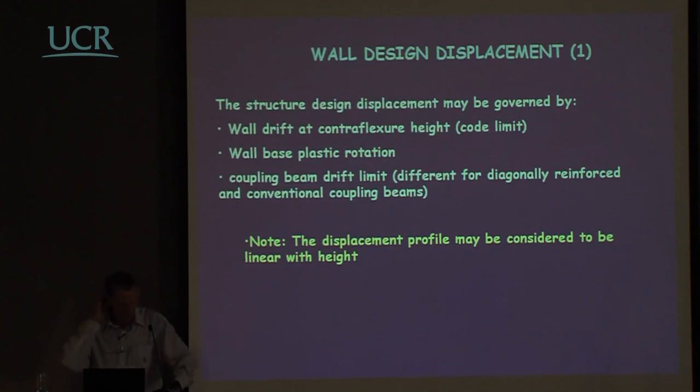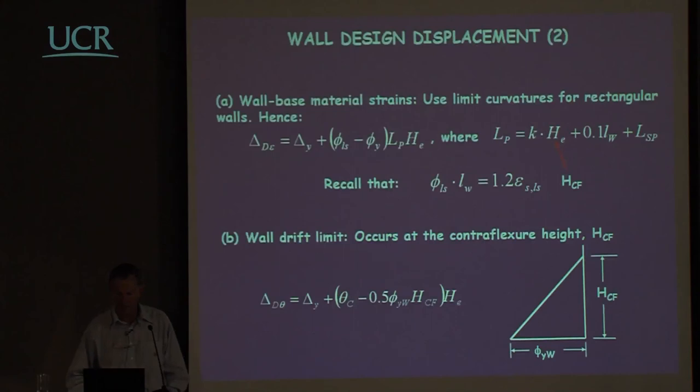I'll go very quickly through these last few slides here. The structure design displacement may be governed by one of three different aspects. It could be governed by the wall drift at the contraflexure height, which is the code limit. It could be governed by the wall base plastic rotation capacity, dependent on the limit state strains at the wall base. Or more commonly, it could be governed by the coupling beam drift ratio, which will be different if we have a diagonally reinforced design or a conventionally reinforced design, and details are given of this itself.